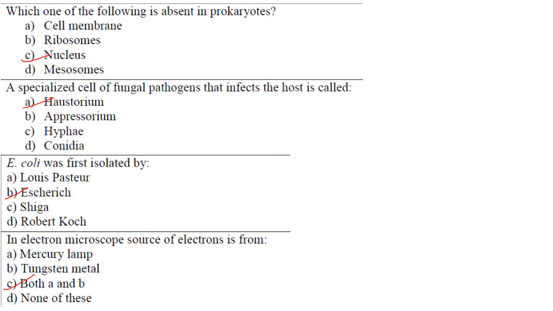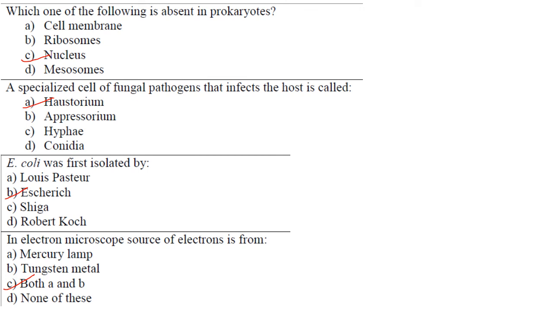Then next one. Which one of the following is absent in prokaryotes? In prokaryotes, nucleus is absent. Ribosome, cell membrane, mesosomes are present. A specialized cell of fungal pathogen that infects a host is called haustorium. Answer is option A.